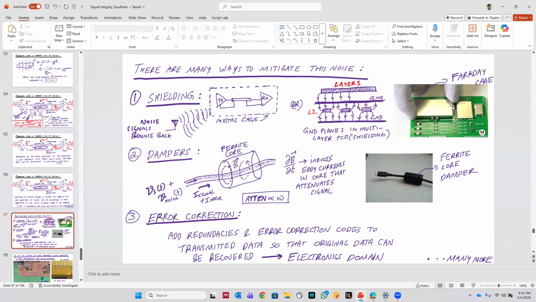Sometimes it's also difficult to put this entire cage around the link, so you can also do this two-dimensionally. For example, if you have a PCB with a multi-level stack, you can put metal planes on either side. These metal planes do the same thing. They act as a Faraday cage and shield the outside.